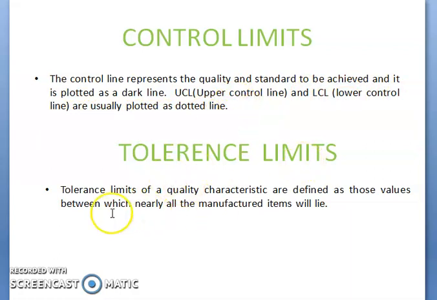Tolerance limits. Tolerance limits of a quality characteristic are defined as those values between which nearly all the manufactured items will lie.